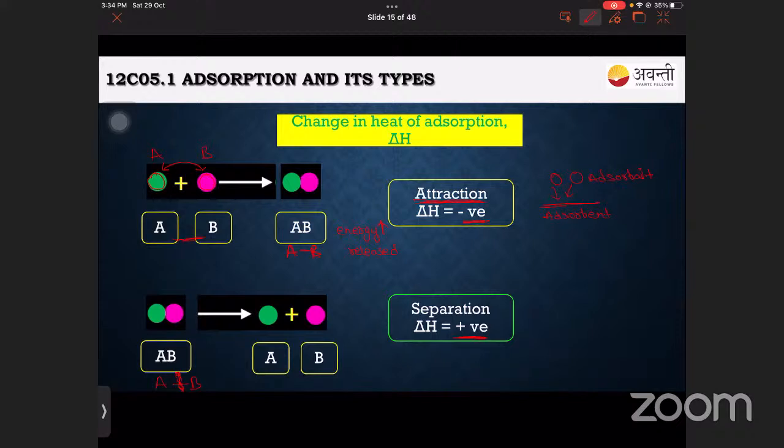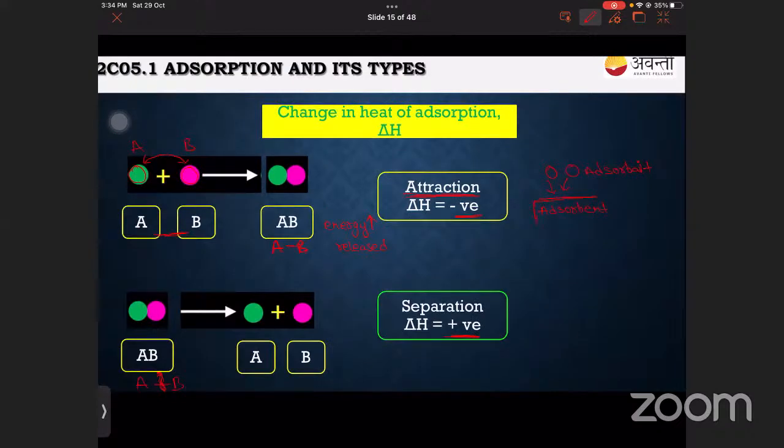What type of bonds will we be making here? Each molecule has certain types of dipoles, or let's say van der Waals forces between the molecules. These van der Waals forces will attract the molecules. Now this is the adsorbent surface, and there are molecules in the atmosphere. They will have some van der Waals interactions, which will help form the adsorption process.